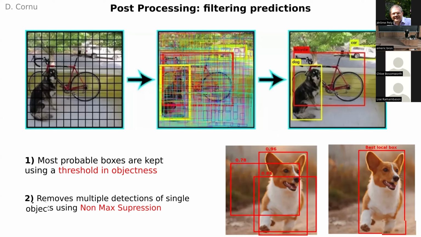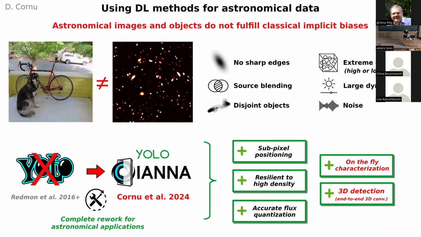Okay, so this is great. This works well for everyday life images. But as you all know, astronomical images have nothing in common with everyday life images. There is, in fact, in this type of method, a lot of assumptions and bias that are baked in the method design that expect your image to respect some specific properties.